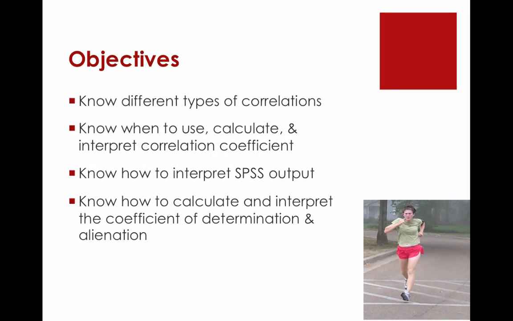So our objectives for this chapter are to know the different types of correlations, know when to use, calculate, and interpret the correlation coefficient, specifically Pearson's product moment correlation coefficient, and we'll talk about that in just a few slides. Know how to interpret SPSS output for this type of correlation coefficient, and then also know how to calculate and interpret the coefficient of determination and alienation.